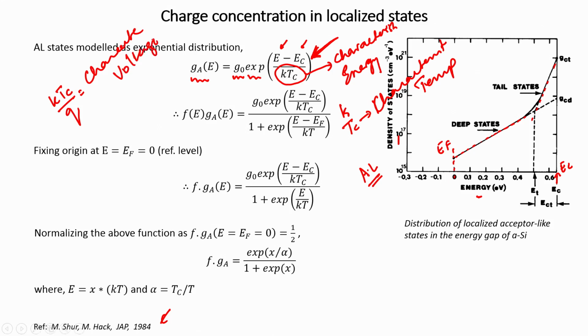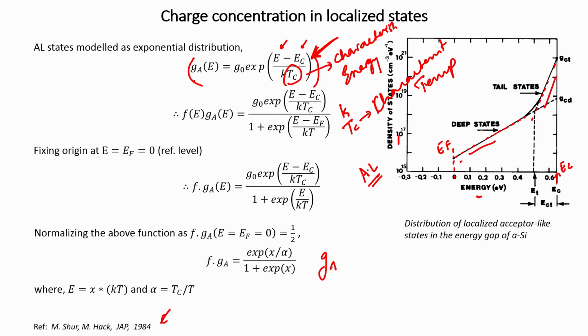Now, using this fitting parameter Tc, one could define a characteristic energy that fits the experimental data using this kind of a model. This is a general expression, and therefore, you could have one characteristic temperature for the deep states and one characteristic temperature for the tail states. So, this is a very general expression, only to define the approach to modeling.